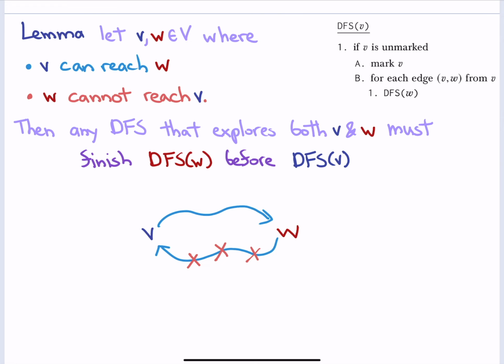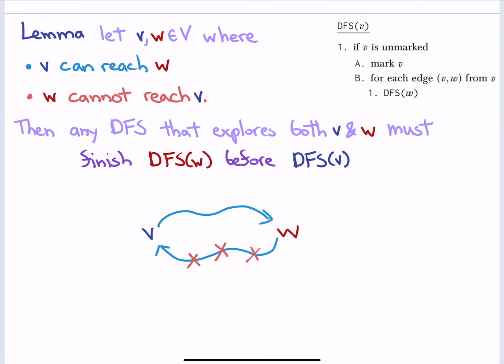W, that DFS must finish searching W before it finishes searching V. So if V can reach W, that means that whatever depth first search is doing, even if I call depth first search on some other vertex, so it's doing other funny things, it'll have to finish its call to DFS W, like when you mark it and exit, before you finish marking an exit at V.